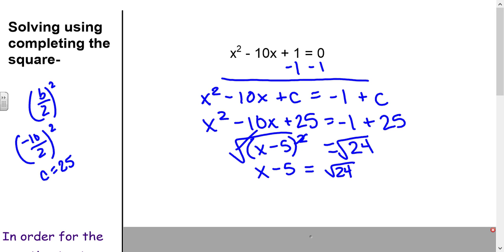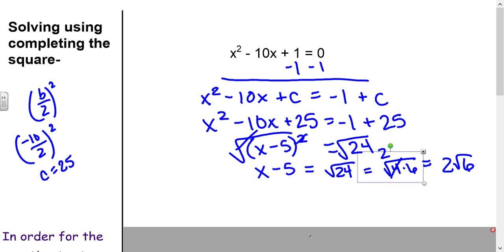Well, really all I can do now is add 5 to both sides, and that's x. But I also want to make sure I break down and simplify the square root of 24. So remember, the square root of 24 is like 4 times 6, because 4 is the largest perfect square that goes into 24. And then if I cross that out, the square root of 4 is 2. So I would get 2 root 6.